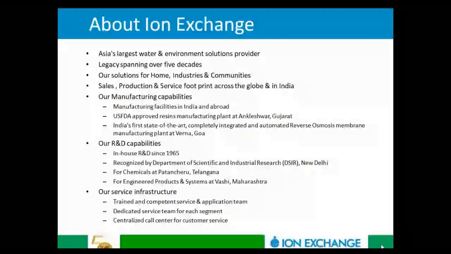So that was the short few tips on decoding the lab water system. Just two slides on my organization. We are from Ion Exchange. We are proud to say that we are Asia's largest water treatment and environment solution provider with an experience of more than 50 years.